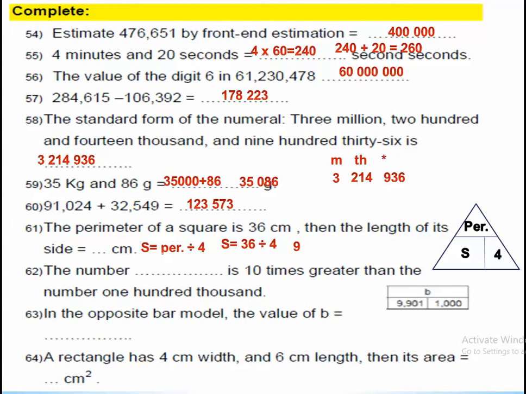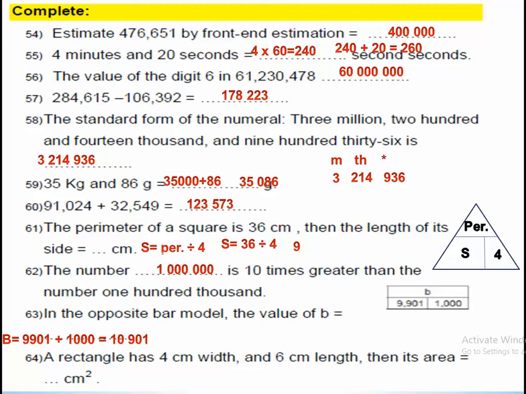The number A is 10 times greater than the number 100,000. Greater, it means we will multiply 100,000 by 10. It will be 1 million. In the opposite bar model, the value of B, we know that to get the whole, we must add the parts. So we will add 99,901 plus 1,000. It will be 100,901.